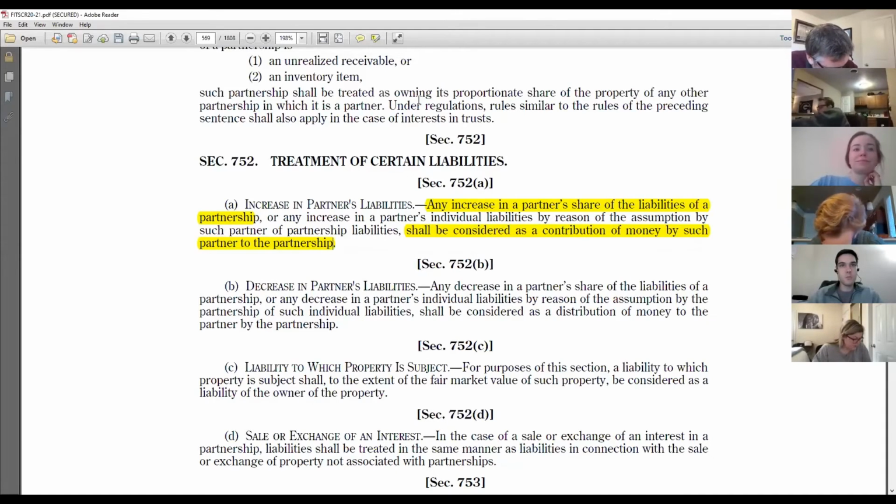It doesn't have an impact for book purposes, for capital accounts. For capital accounts, book, those are sort of interchangeable. There's no deemed contribution of money for capital accounting purposes, for book purposes, only for tax purposes. So that means your outside basis goes up when your share of the partnership's debts go up, but your capital account doesn't go up when your share of the partnership debts go up.